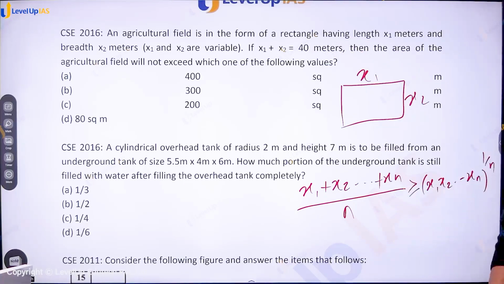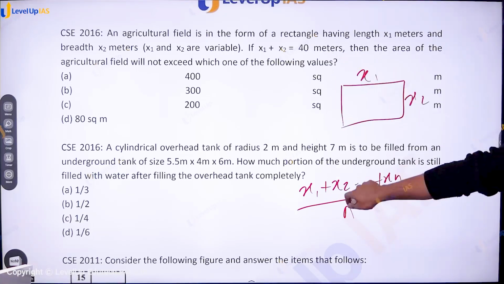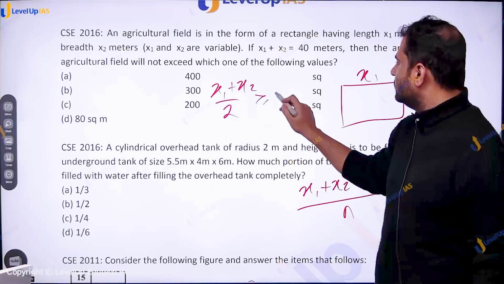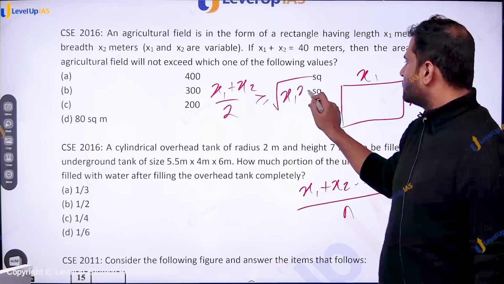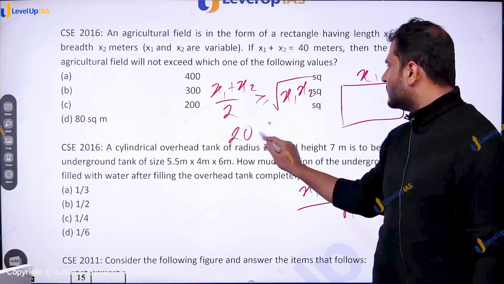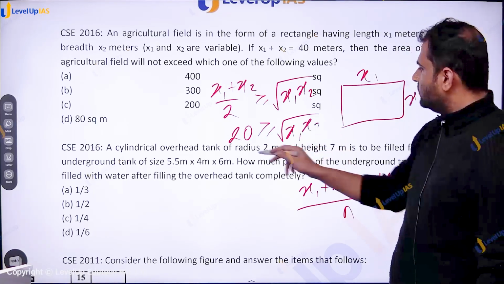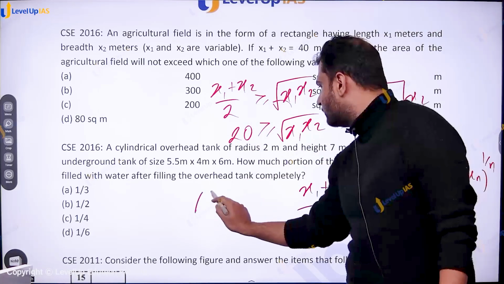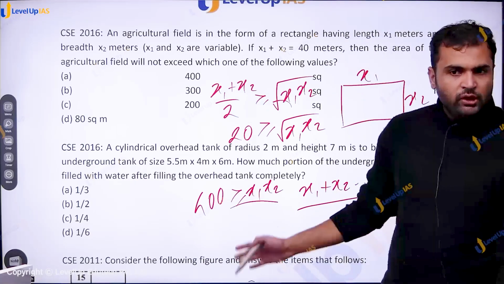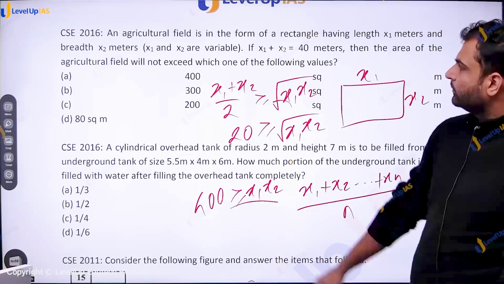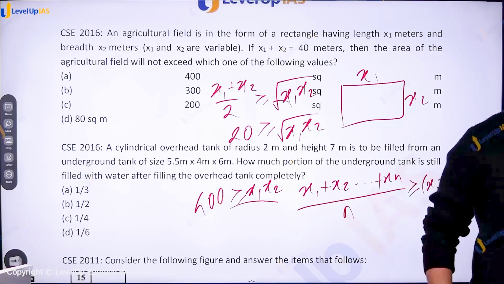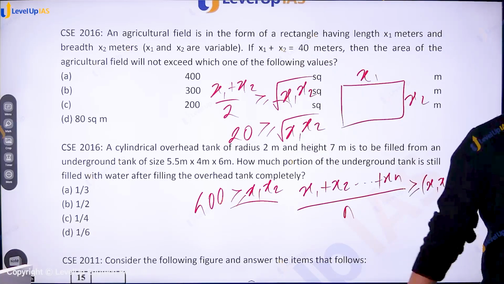If you put these values here, you will have n is equal to 2, x1 plus x2, then you will get x1 plus x2 by 2 is greater than or equal to square root of x1 x2. You have x1 plus x2 as 40, so 40 by 2 is 20 is greater than or equal to square root of x1 x2. You can square both sides and you will get 400 is greater than or equal to x1 x2. So what is the maximum value of x1 x2? 400. This is a more formal way to solve it, but you can solve it just by playing around with values as well.